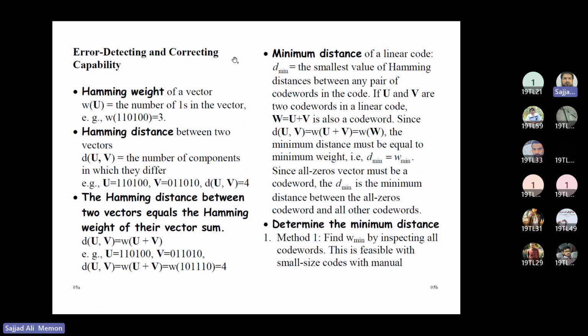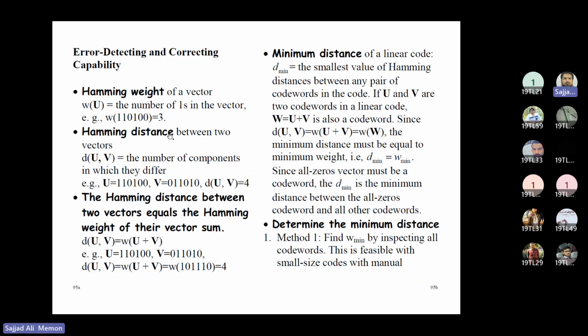So that is it for linear block codes. Then we have error detecting and correcting capability. The Hamming weight of a vector, that is W of U, is the number of ones in the vector. Example: the Hamming weight W of the vector 110100 is equal to 3 because it has 3 ones. So the weight of this code word is 3.